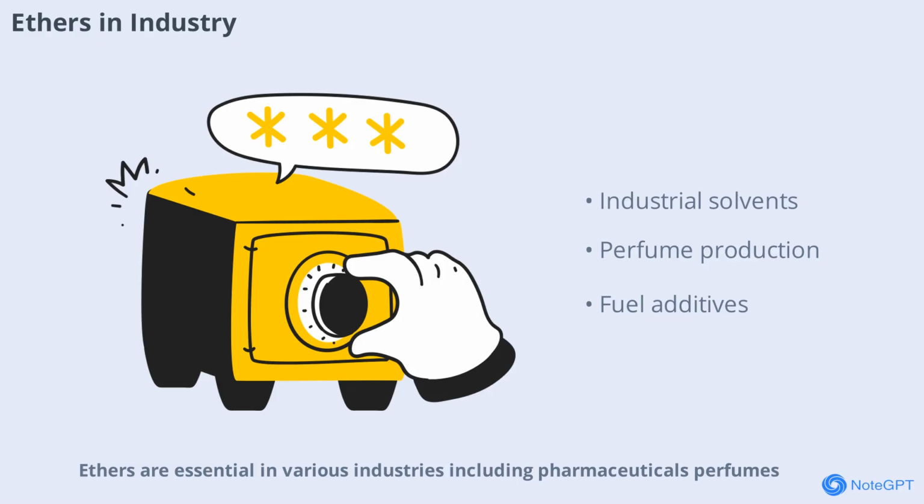Ethers are essential in various industries, including pharmaceuticals, perfumes, and chemical manufacturing. Their ability to dissolve a wide range of substances and their chemical stability make them valuable as solvents and intermediates. Ethers are also used in the production of fuels and lubricants.